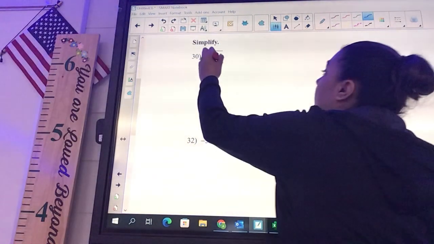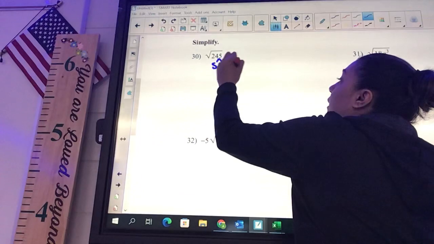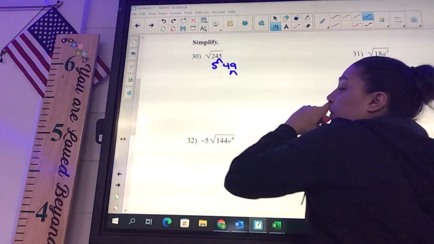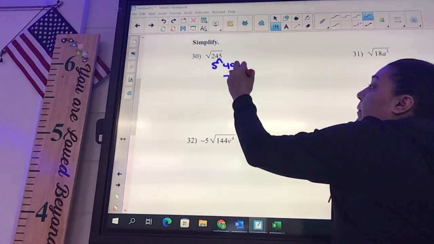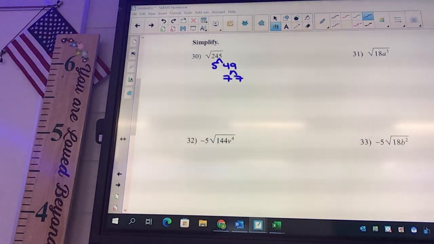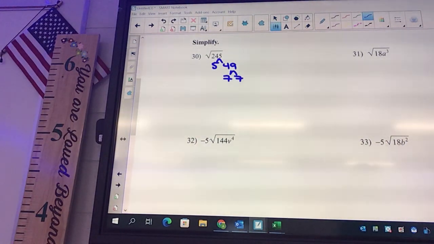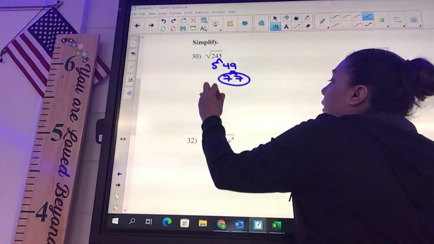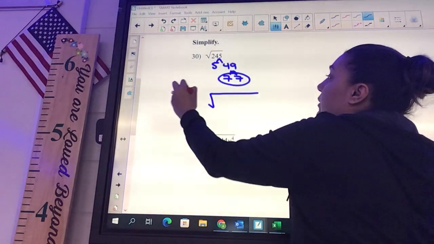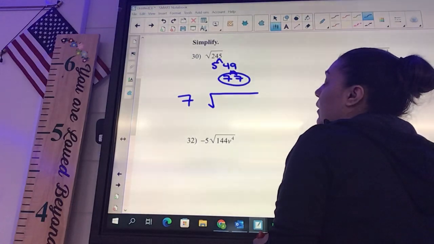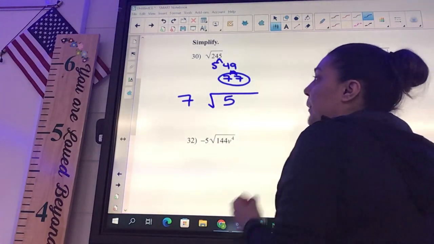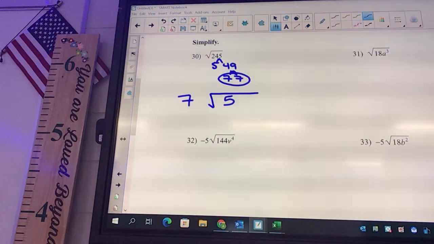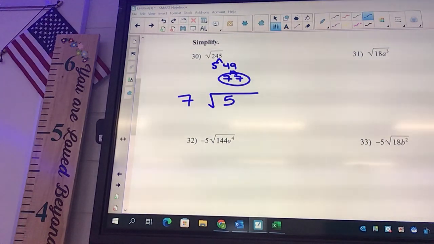5 and 49. Okay, and then 49 is going to be 7 and 7. Who can go? The 2 7s, okay? So they're going to go in a group. And where do they go? Outside. Who can't go? 5. Are there going to be times where everybody can go? Yes, absolutely.